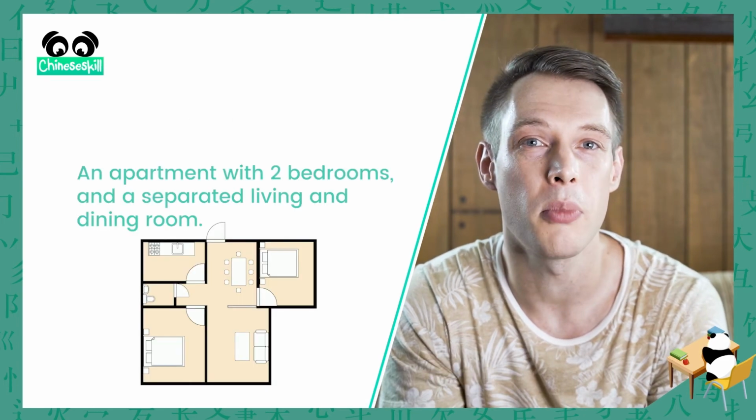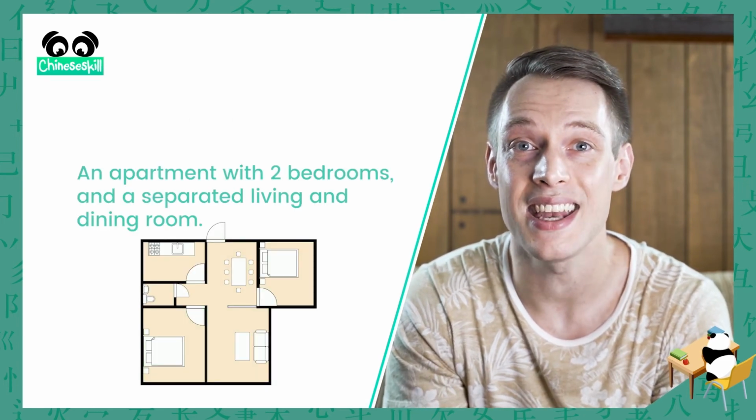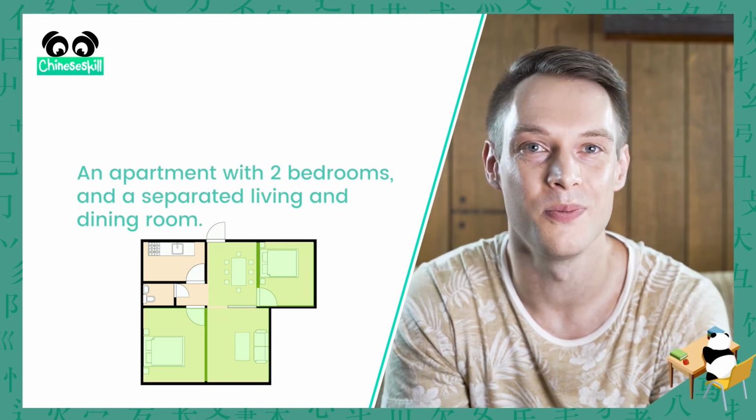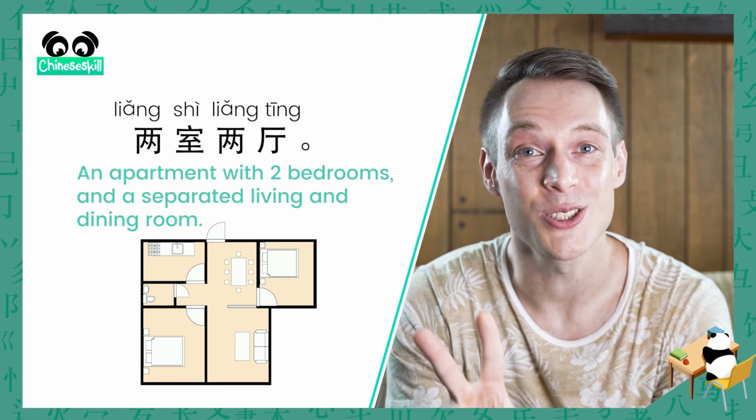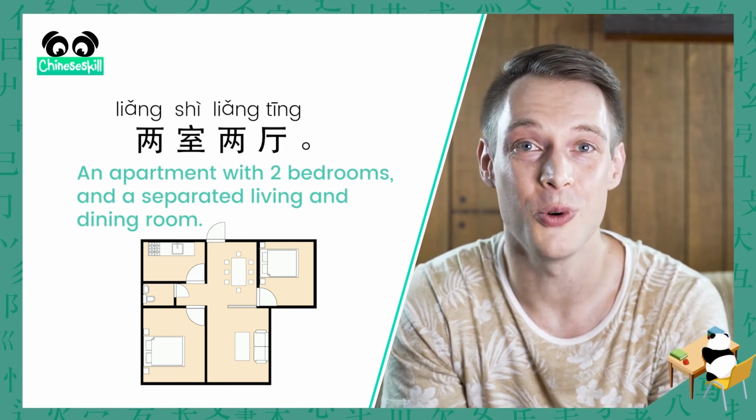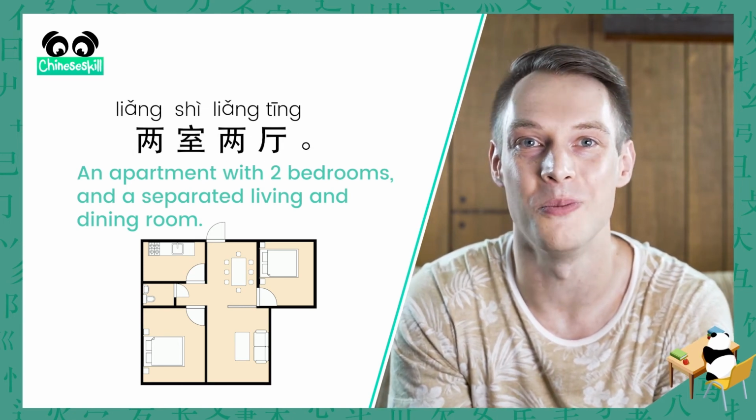So how would you say an apartment with 2 bedrooms and a separated living and dining room? 两室两厅, an apartment with 2 bedrooms and a separated living room dining room.